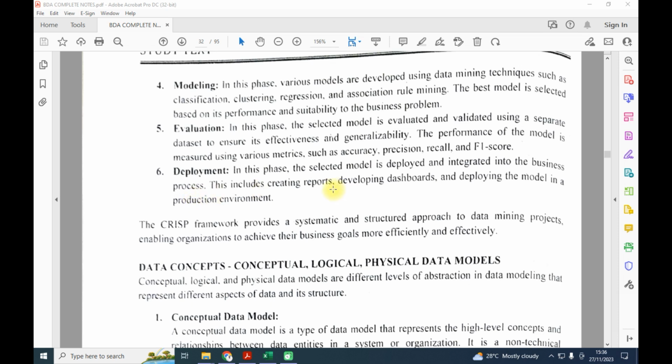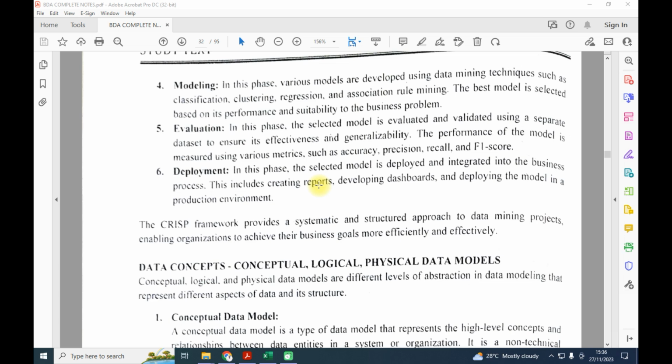This includes creating reports, developing dashboards, and deploying the model in a productive or production environment. So already we have selected the model and it is really working, so it will be integrated now to assist in solving the business problem. It will be used to create reports and develop dashboards. These are visualization tools, and it will be deployed in a production environment where it will be used on a daily basis.